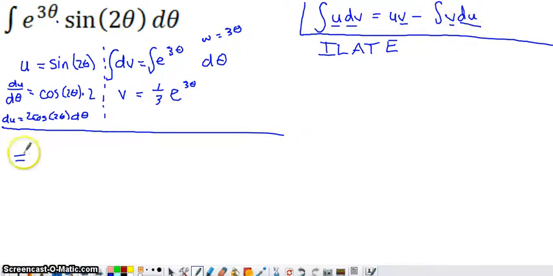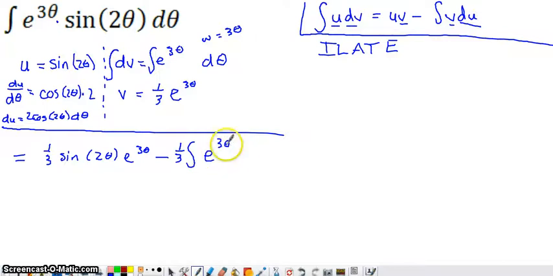So the original integral is equal to u times v. So u times v, I'm going to write that as 1/3 sine of 2 theta e to the 3 theta, and then minus the integral of v. Now we have this 1/3 here. I'm going to pull that 1/3 out in front of the integral, right? You're always allowed to take that constant out in front of the integral symbol. And then I'm going to have the conclusion of v go inside of it. Can't factor that out because that involves the variable theta. And then I'm going to have du beside that.